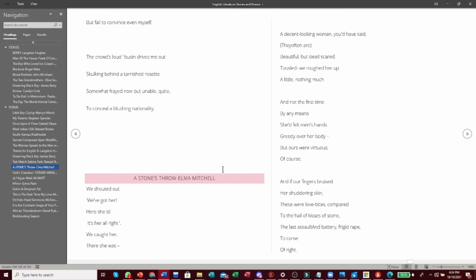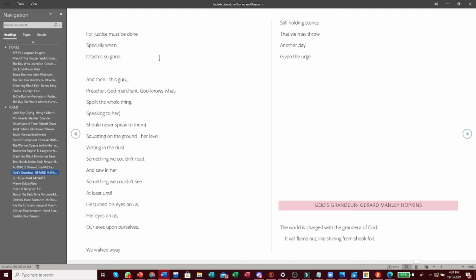Tussled, we roughed her up. A little, nothing much. And not the first time by any means. She'd felt men's hands, greedy over her body. But always were virtuous, of course. And if our fingers bruised her shuddering skin, these were love bites compared to the hail of kisses of stone, the last assault and battery frigid rape to come of right. For justice must be done, especially when it tastes so good.